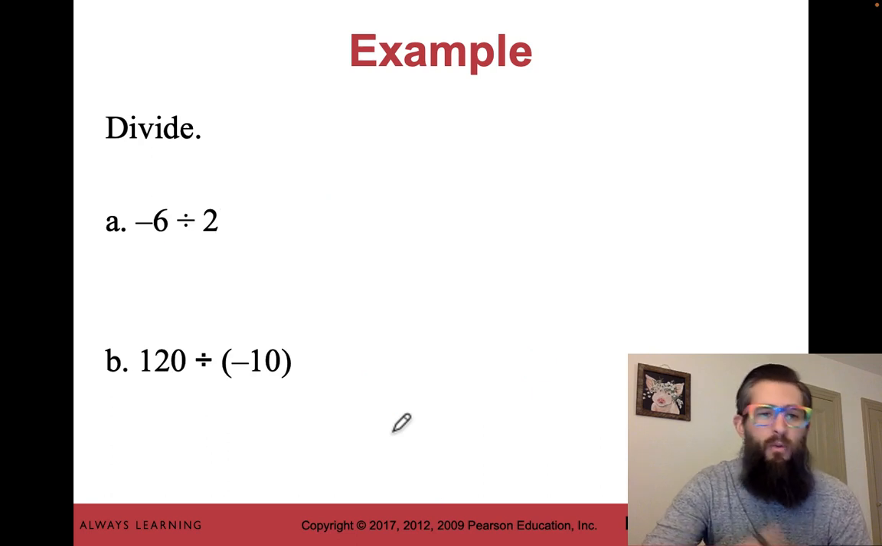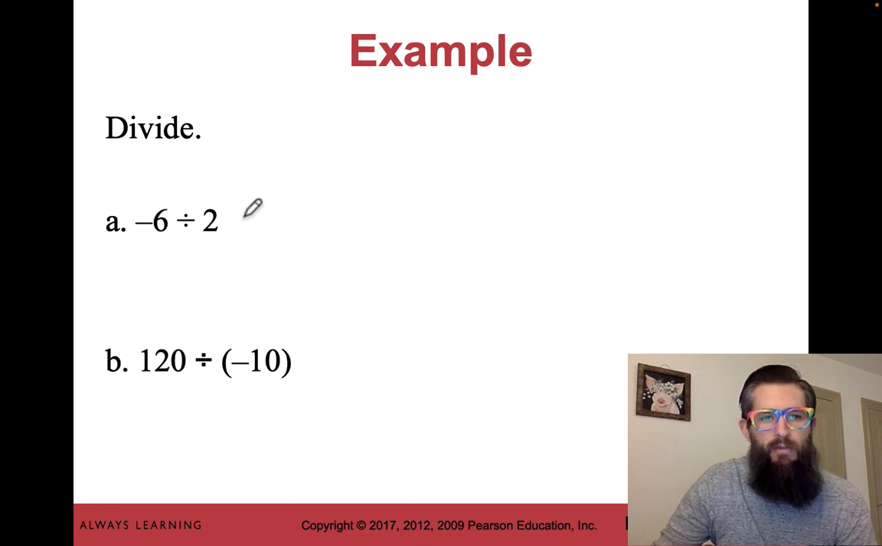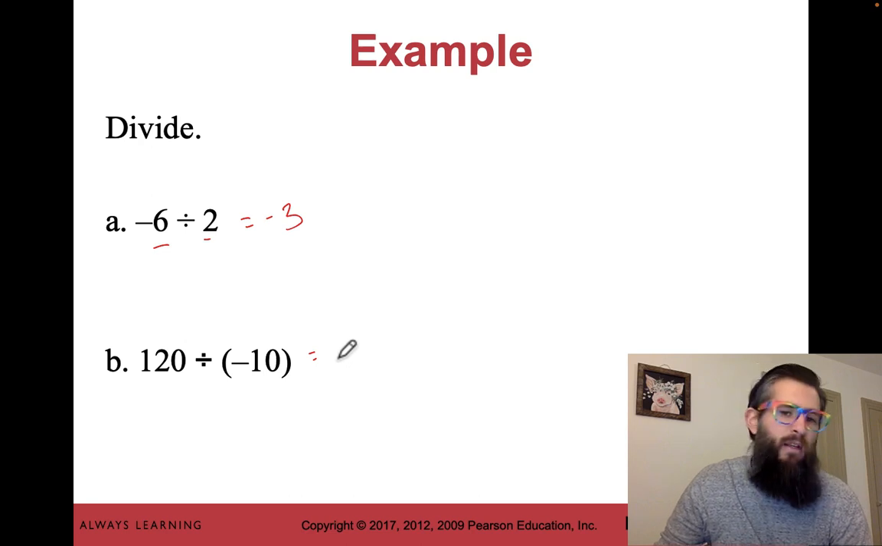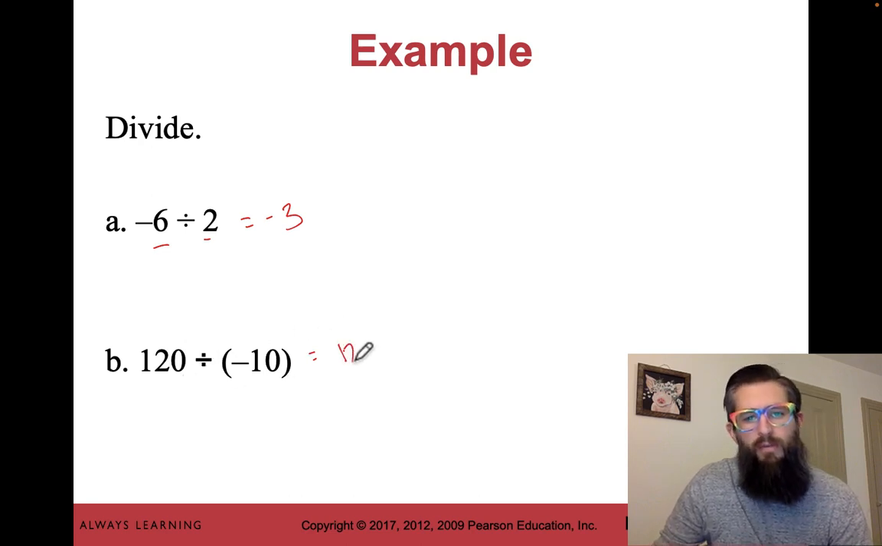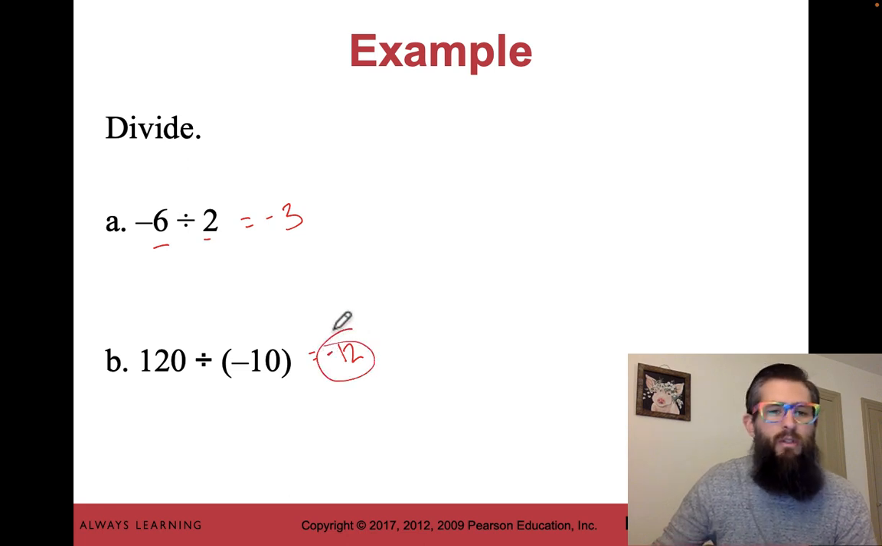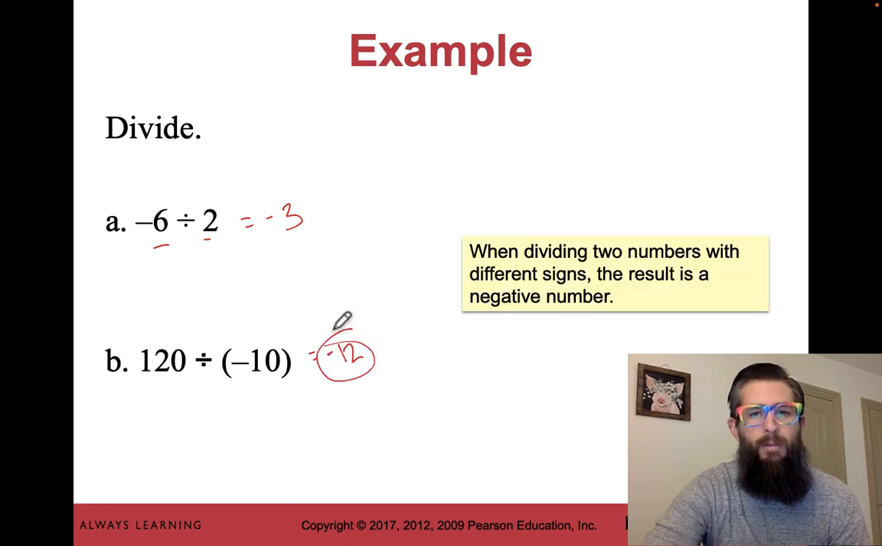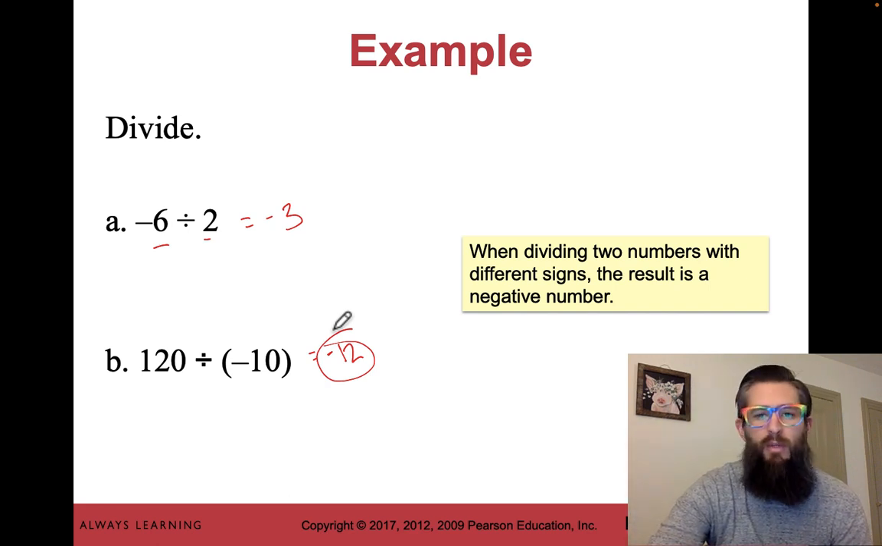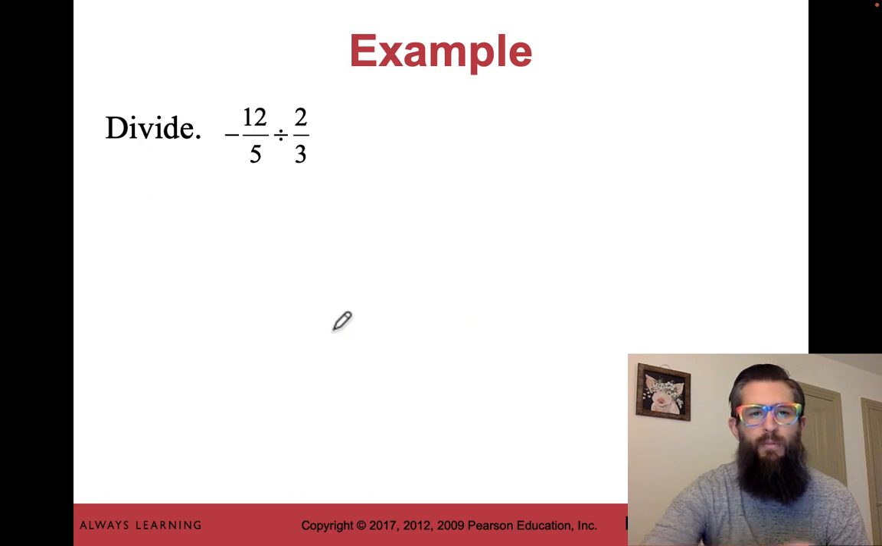Okay, and then here we have a negative divided by a positive. Negative divided by a positive is going to be negative. 6 divided by 2 is 3, and since we have a negative divided by a positive, the quotient is going to be negative. Similarly, we have 120 divided by negative 10. 120 divided by 10 is 12, and since we have a positive divided by a negative, that's going to yield a quotient of negative 12. Okay, so when dividing numbers with two different signs, the result is going to be a negative number.